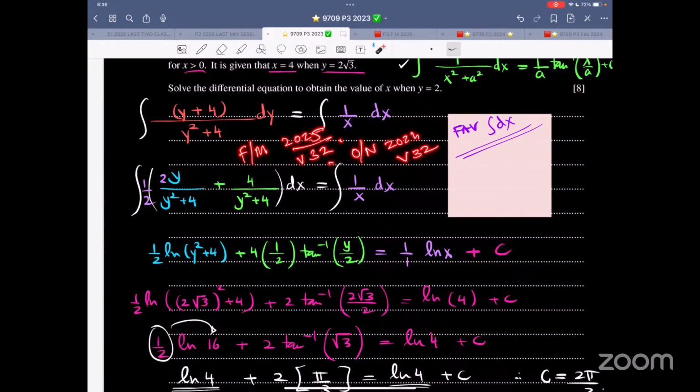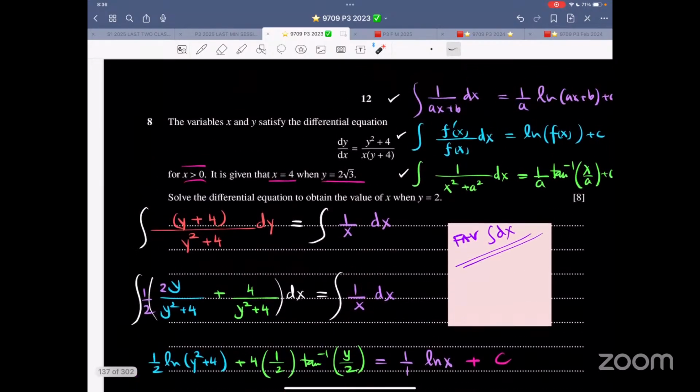Variant 32. Check out one of these. So this is y over y squared plus 4. This is 4 over y squared plus 4. This is 1 over x dx. So 1 over x dx is this. Y over y squared plus 4 with adjustment.